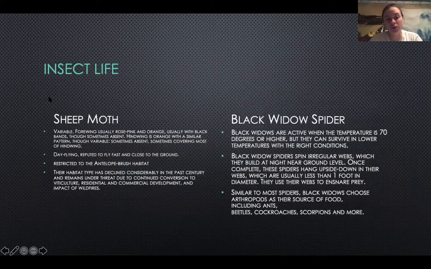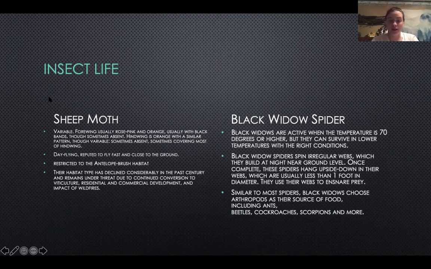For their physical description, for sheep moths, they usually have a border around their wings that is rose pink or orange, and usually with black bands, though sometimes absent. Their hind wing is usually orange with a similar pattern. It's variable; sometimes that is also absent, and sometimes it covers most of their hind wing. They're a day flying bug. They're known to fly fast and very close to the ground. They're restricted usually to an antelope brush habitat, like I mentioned earlier. Their habitat type has declined in the past century and is very under threat.